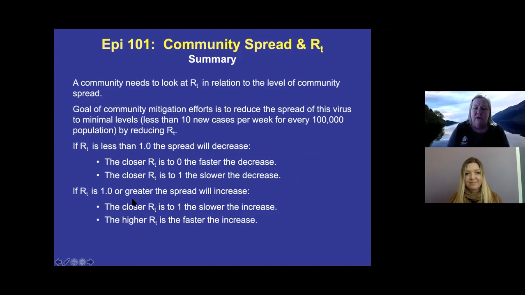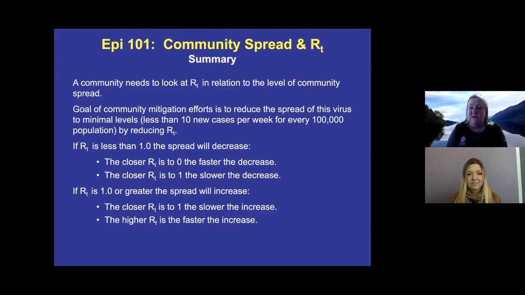So in summary, a community really needs to look at RT in relation to the level of community spread, or in combination with the level of community spread. And the goal of the mitigation efforts are really to reduce the spread of the virus to minimal levels by reducing that RT. And if RT is less than 1, the spread will decrease much faster the closer RT is to 0. And the closer RT is to 1, the slower that decrease will be.